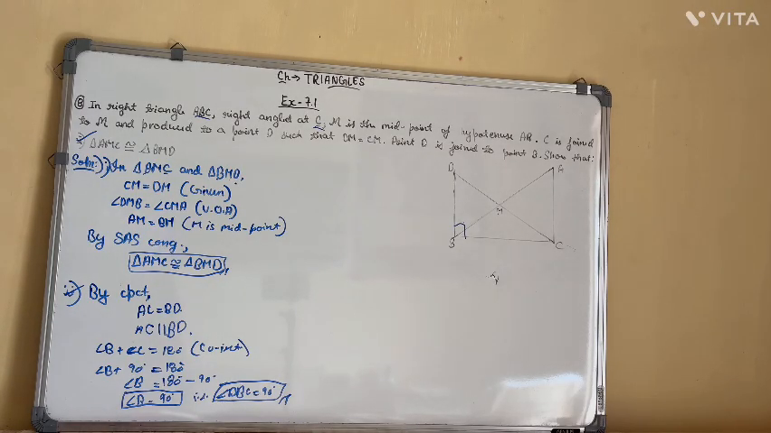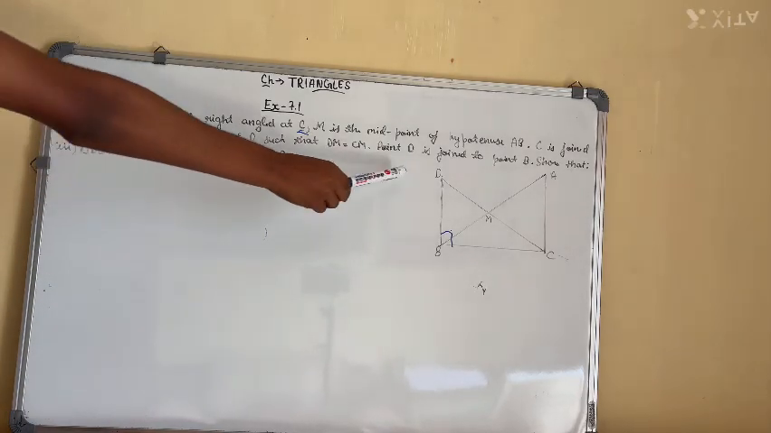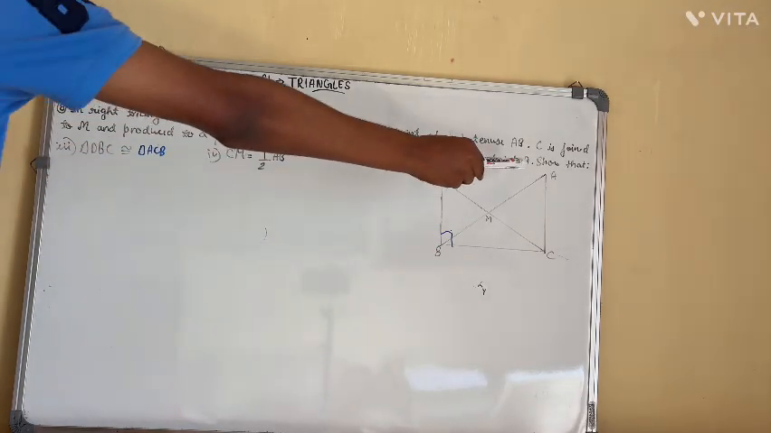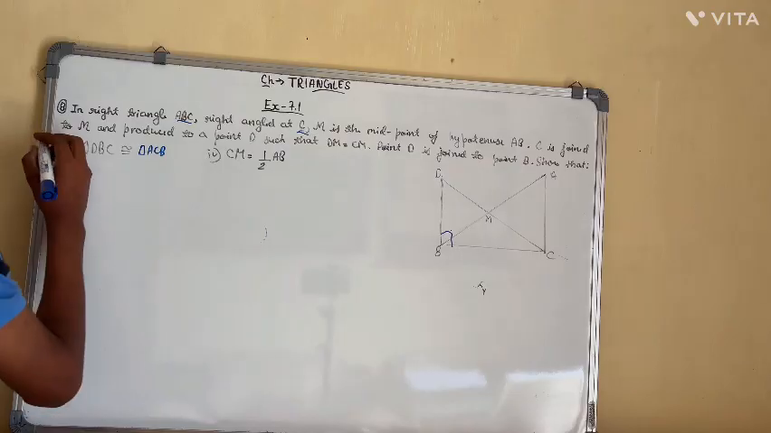Now two more parts are left. I am erasing this, then I will write that. Okay, you can write this now. So now we are going to do the third and fourth part of the 8th question. The third part says triangle DBC is congruent to triangle ACB. We have to prove this. I am going to solve this, you can write in your notebook.